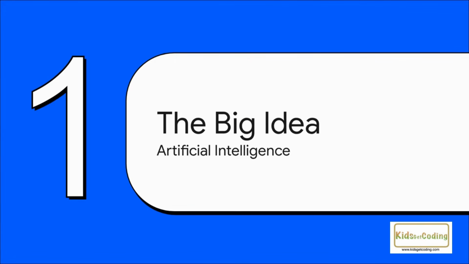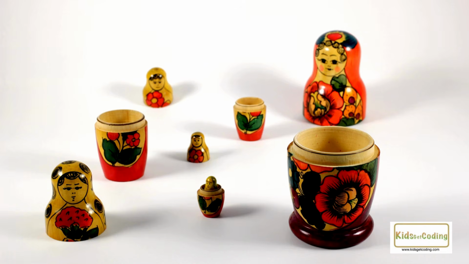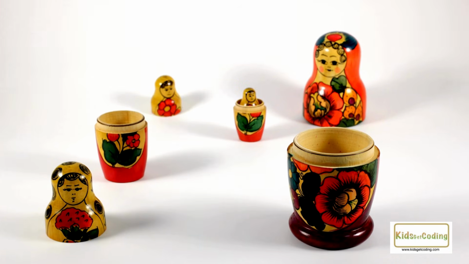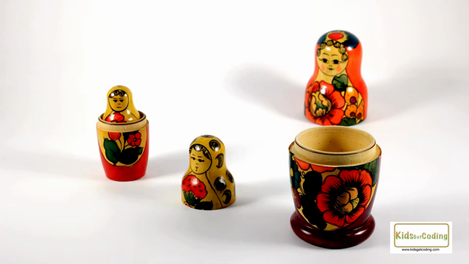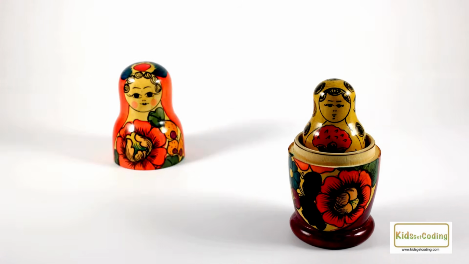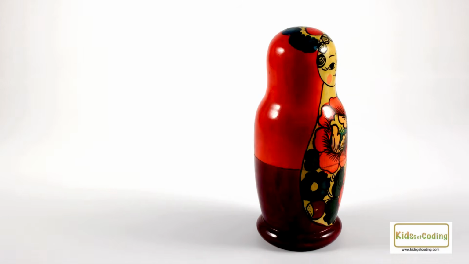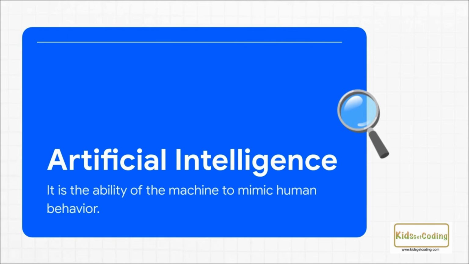So let's start with the big one, the main idea, artificial intelligence. And to really get our heads around this, I want you to picture one of those Russian nesting dolls. You know the ones, we're starting with the biggest doll on the outside, the one that holds all the others. And what is that big outer doll? Well, at its core, artificial intelligence is just this. It's the ability of a machine to mimic human behavior. That's it. Think about a character in a video game that reacts to what you do, or even a simple program that can answer a question. All of that falls under this huge umbrella of AI.